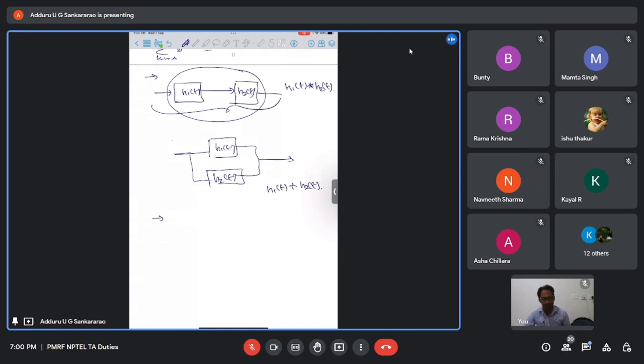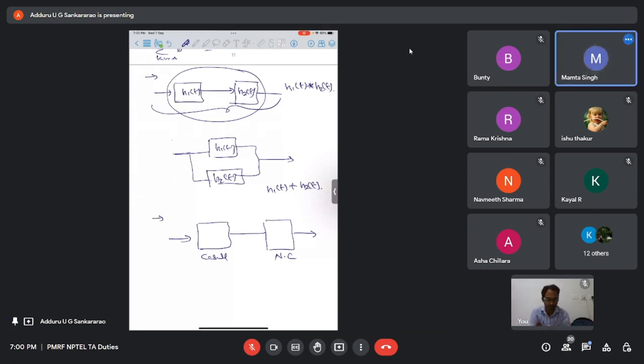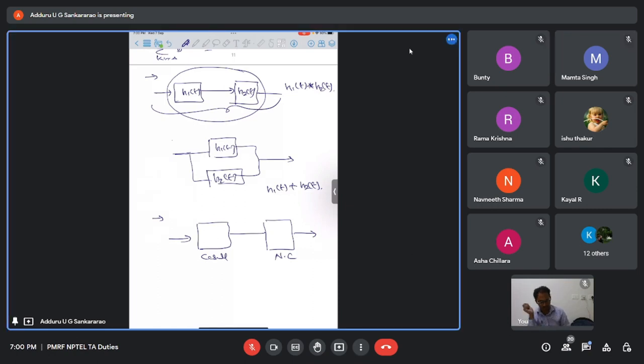Now let us say we have two LTI systems. One is causal, another one is non-causal. Can the overall system be causal or non-causal? One system is causal, another is non-causal. Then what about the overall system? It need not be non-causal.